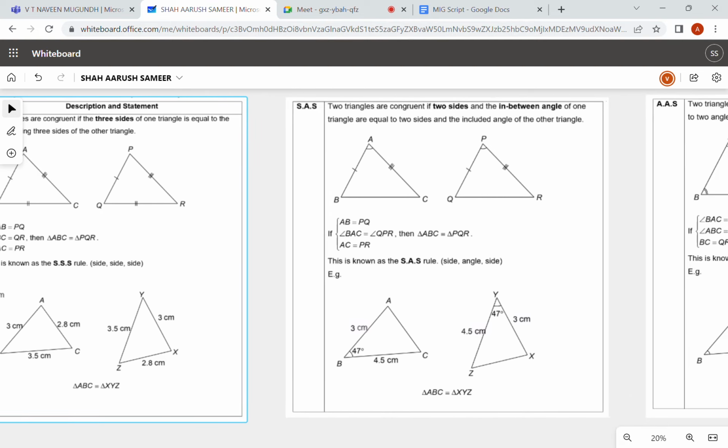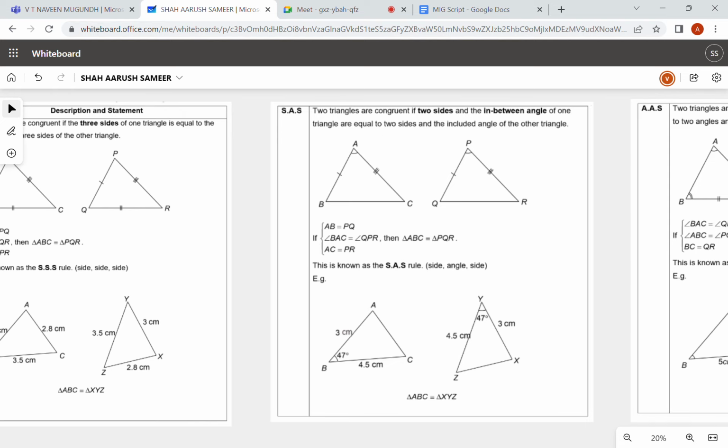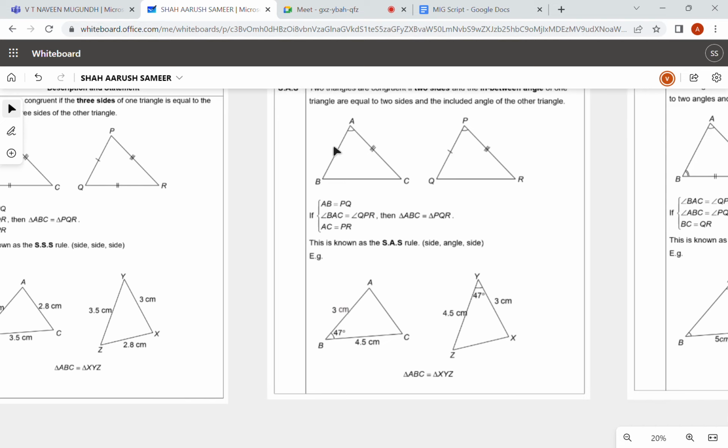Next, there's the SAS test for congruency, which states that two triangles are congruent if two sides and the in-between or the included angle of one triangle are equal to two sides and the included angle of another triangle. So if AB is equal to PQ, angle BAC equal to angle QPR, and AC equal to PR, then as shown in the diagram, ABC should be congruent to triangle PQR.